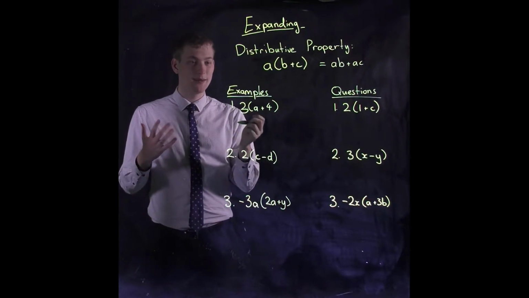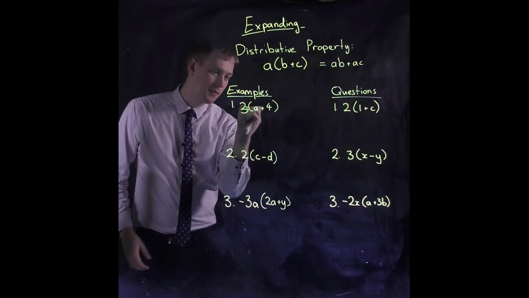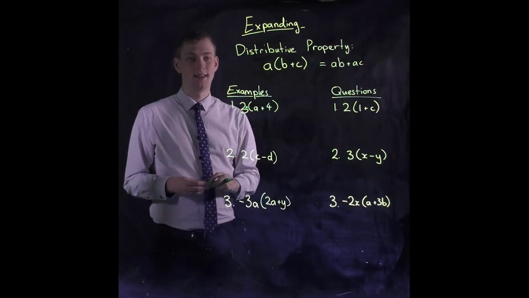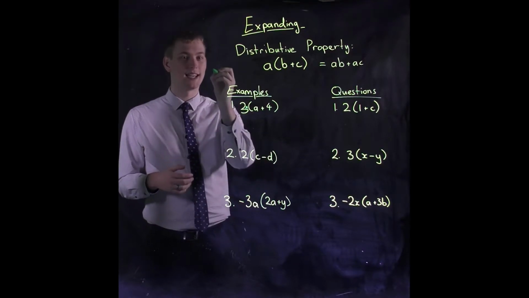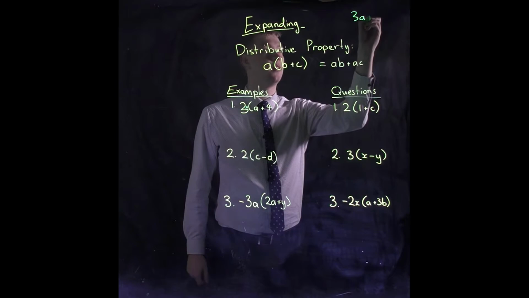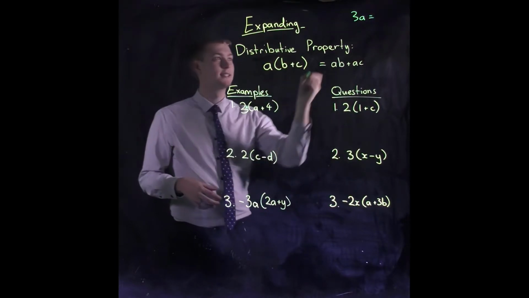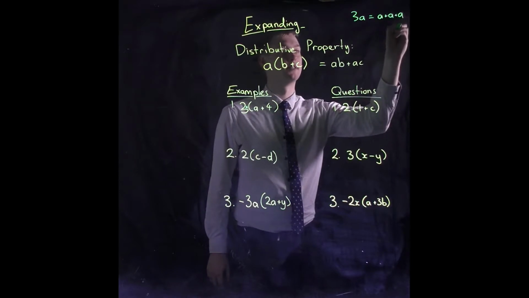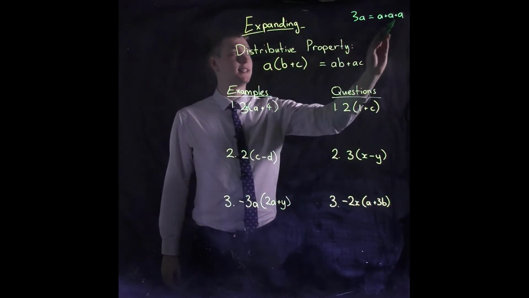This is something you haven't seen before, but really we could imagine that there's a little multiplication sign there. So this means 3 times this. Now if we were given a question such as 3a, we could expand this by writing a and then adding it together 3 times. So this is exactly the same as this.